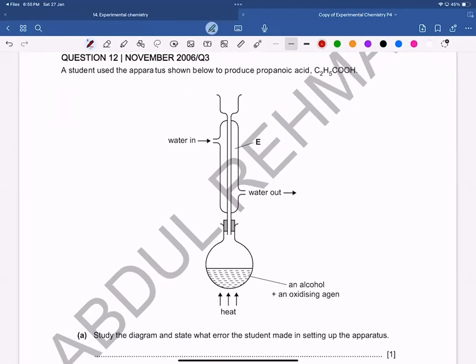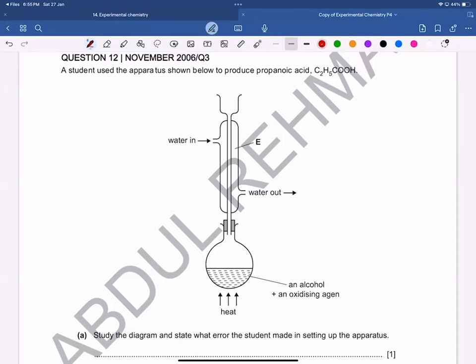The second answer is that it is some other experiment. Okay, you haven't done this experiment yet. There are two types of setups where we use the condenser: in fractional distillation, that is for separation. Here there is a chemical reaction taking place, for which we use the condenser in this way only.